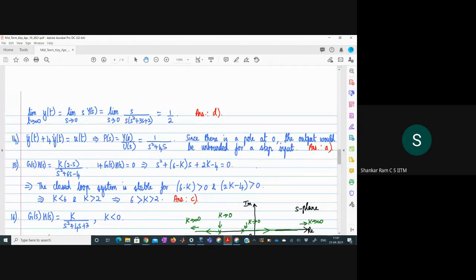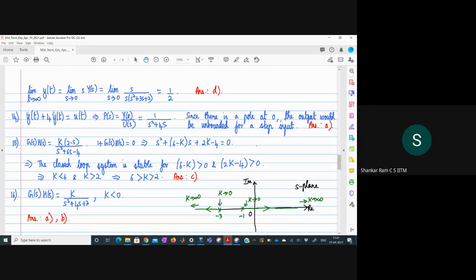Okay, question number 14. The plant transfer function is 1 by s squared plus 4s. Please note that it can be factored as 1 by s times s plus 4. So consequently, the output is going to be unbounded only for a step input, right? So that is the answer to question number 14. For question number 15, once again we just apply the Routh criteria, and we get the answer to be choice C. Okay, so for the range of K between 6 and 2, the closed loop system is stable. All right. For question number 16, please note that this is a case where K is given to be negative.